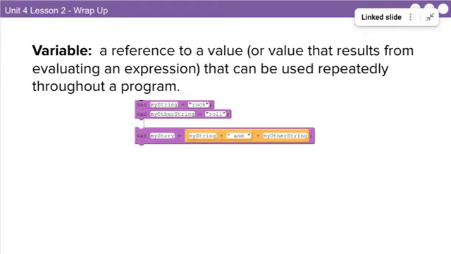We're also going to add variable to our journal. So a variable is a reference to a value or value that results from evaluating an expression that can be used repeatedly throughout a program. So add that also to your vocab catcher. Pause the video here so you can do that.